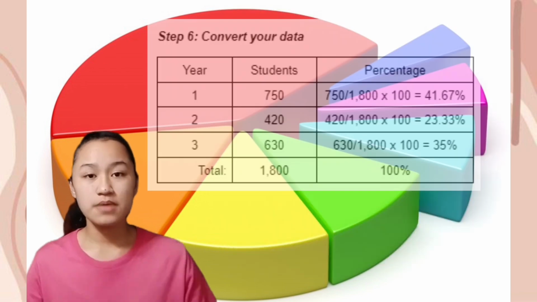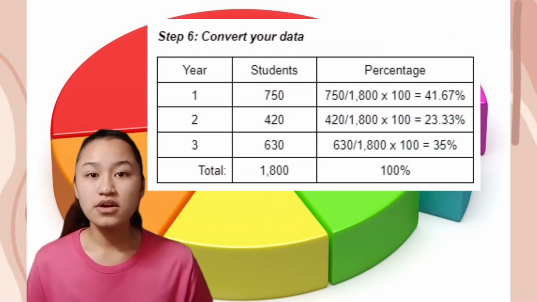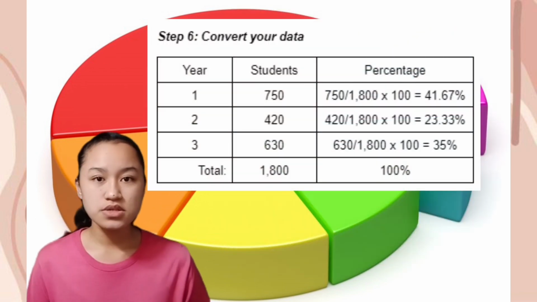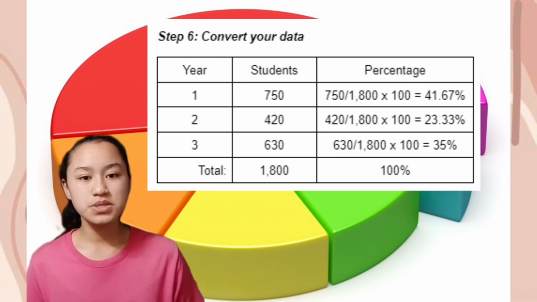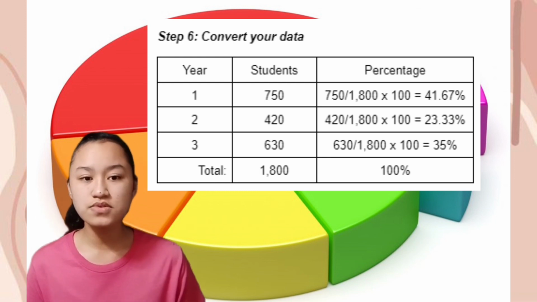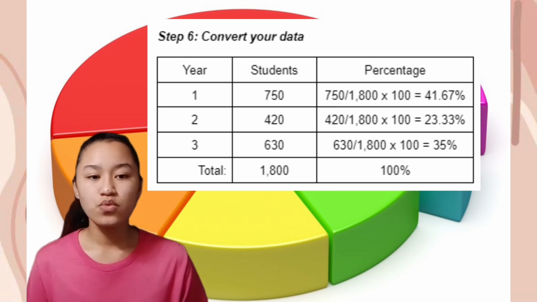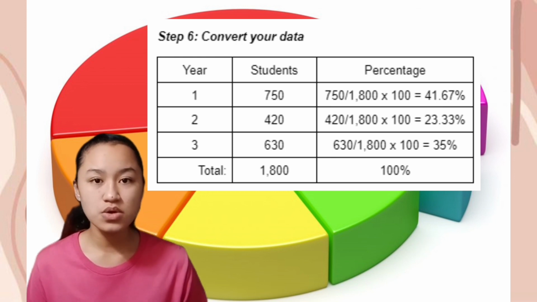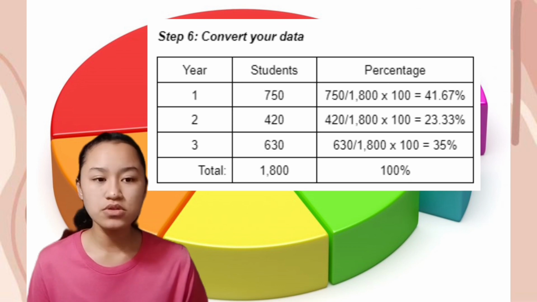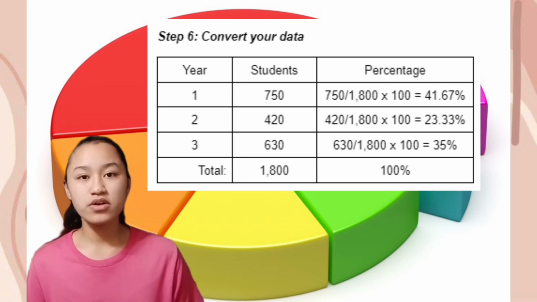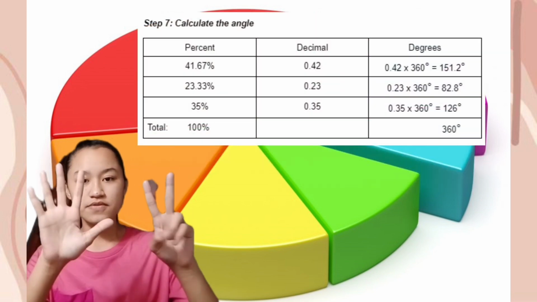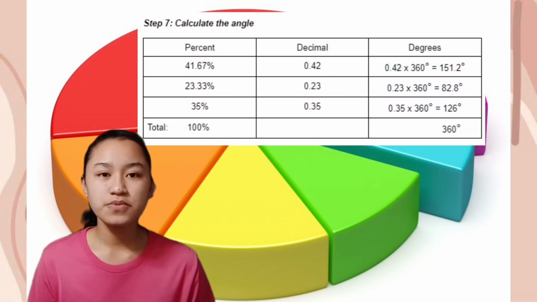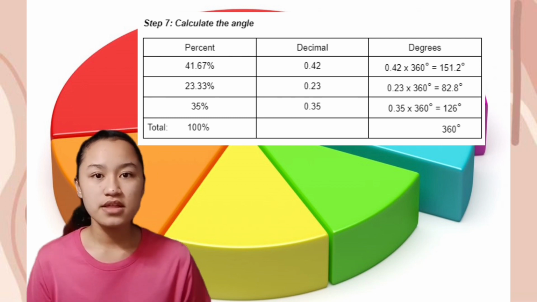title. Step 6, we will now convert our gathered data to percentage. As you can see, we first get the total number of students and use it for calculating the percentage. For example here, year 1's students are 750. We then divided it by 1,800 and multiplied it by 100. And we got 41.67%.